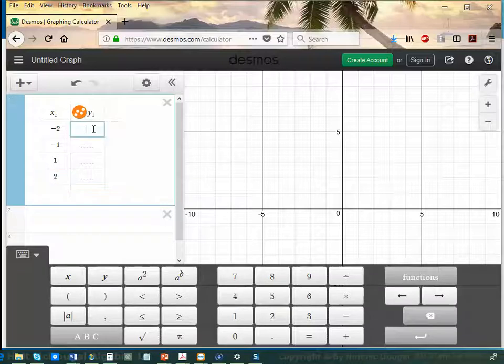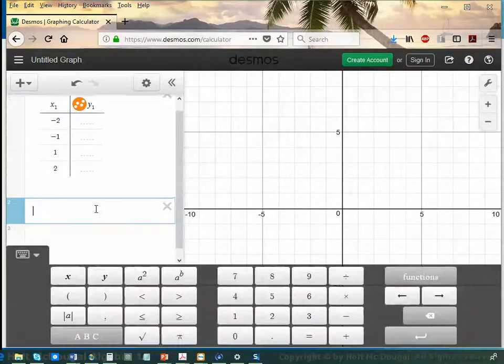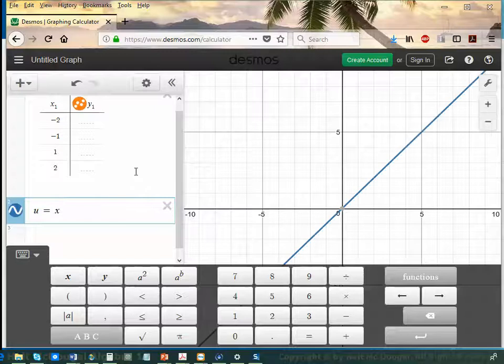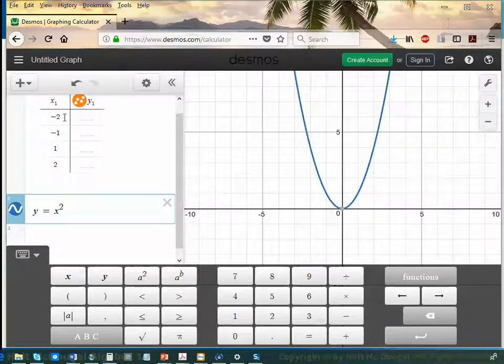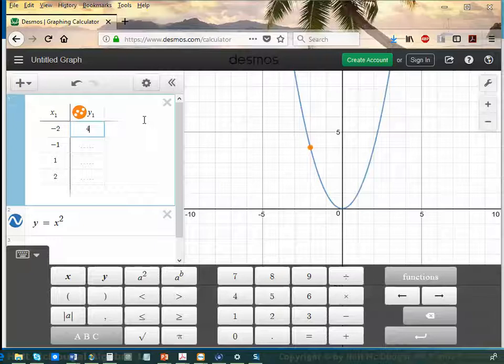That's okay. Now, if the function that I want to do is y equals x squared, then I need to square each one of these. So -2 squared is 4, -2 times -2. -1 squared is 1. 1 squared is 1. 2 squared is 4. So you can make a table of values if you want, or you can just type in the graph. Either one is fine. Now this is the graph.